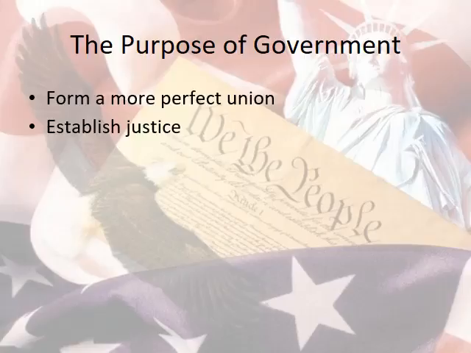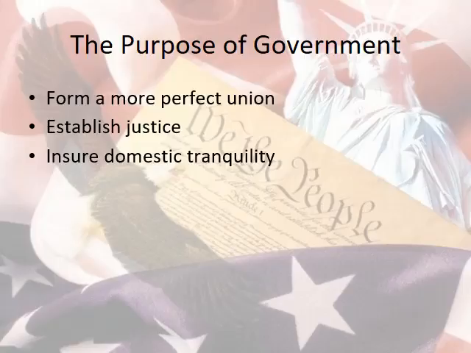Establish justice, set up a system of fair laws. This is where we get the idea of due process, and everyone's treated equally under the law. Ensure domestic tranquility. The idea of domestic tranquility is keeping the peace at home. In other words, maintaining law and order. That's why we don't go outside and people run down the street shooting each other. All right? When there's a riot, it's quickly brought back under control.